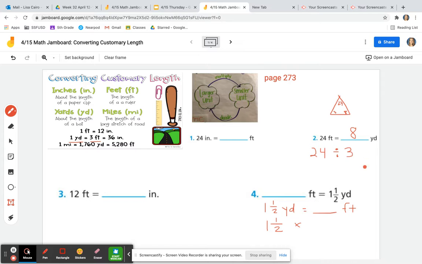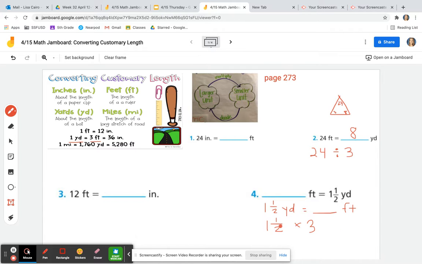And we actually used this for the last problem. We went from feet to yards in that one. We're going from yards to feet in this one. We're going to use the same equation here. 1 yard equals 3 feet. If there's 3 feet in 1 yard, we're going to multiply 1.5 times 3 to figure out how many feet are in 1.5 yards. This is review now.